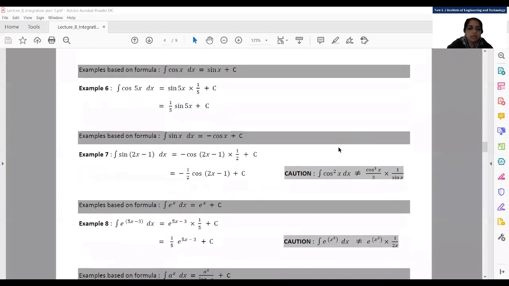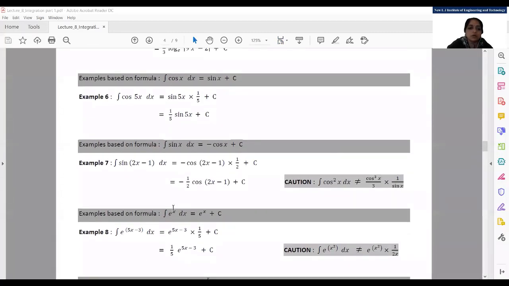Now, an example based on the formula of exponential. The integration of e raised to x is e raised to x itself. So the integration of e raised to 5x minus 3 is e raised to 5x minus 3 itself, and the derivative of this theta will occur in the denominator. So the derivative of this theta is 5, so into 1 by 5.